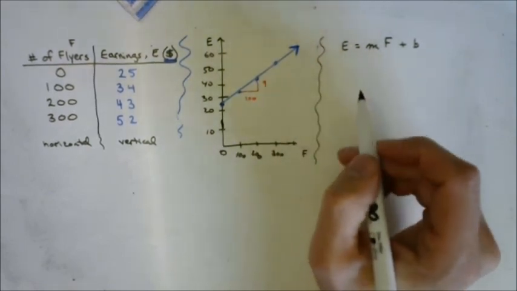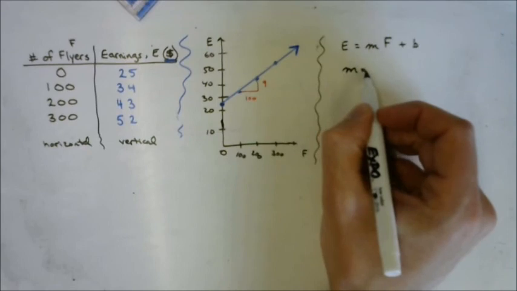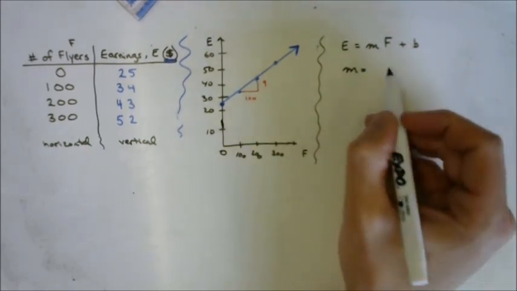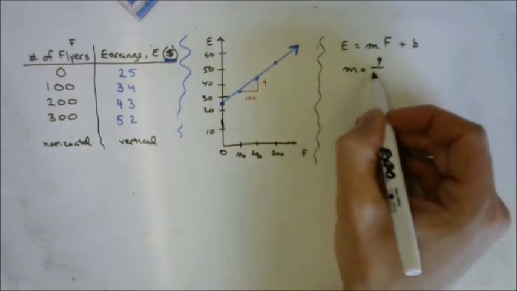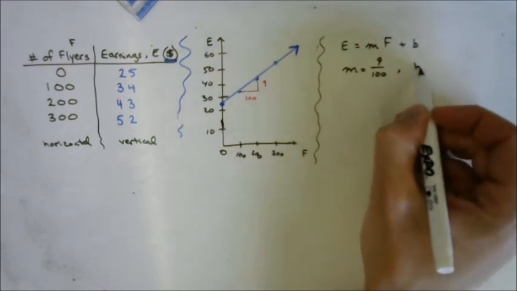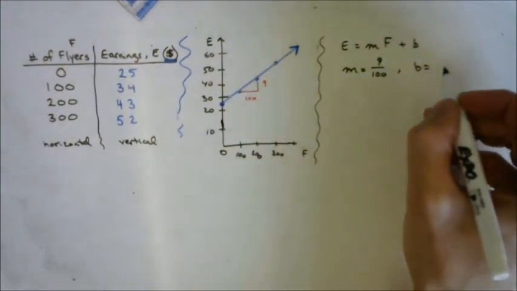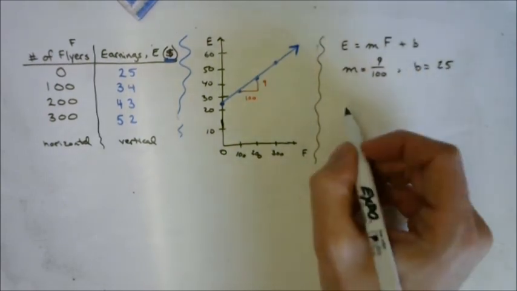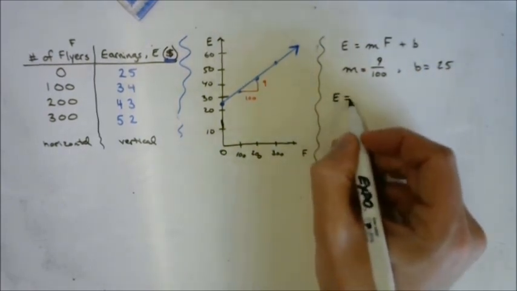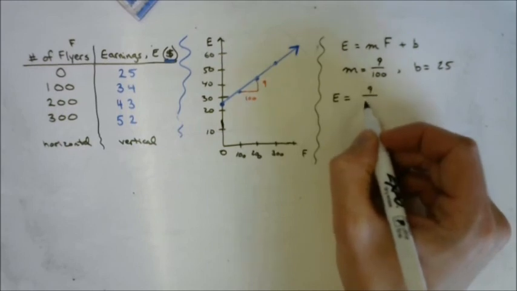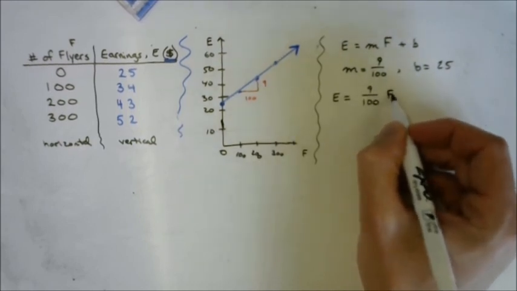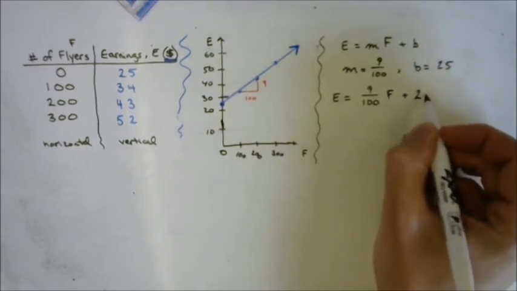What's the slope? Rise over run? 9 over 100. B equals, what's our initial value? 25. Good stuff, guys. So now we can plug those values in. We have E equals 9 over 100 times F plus 25.